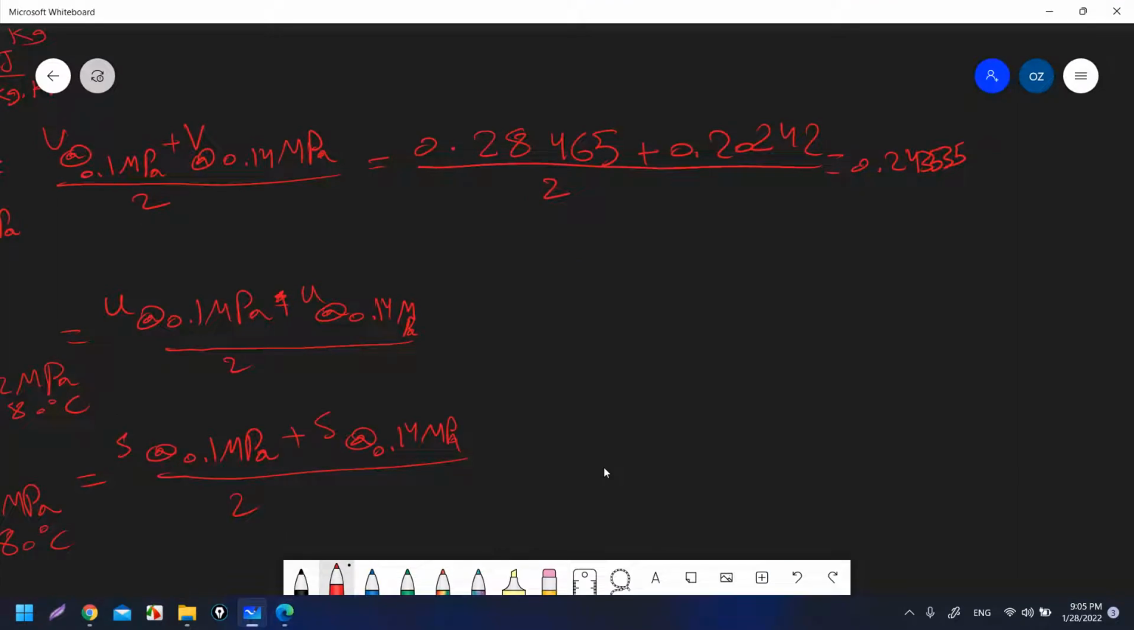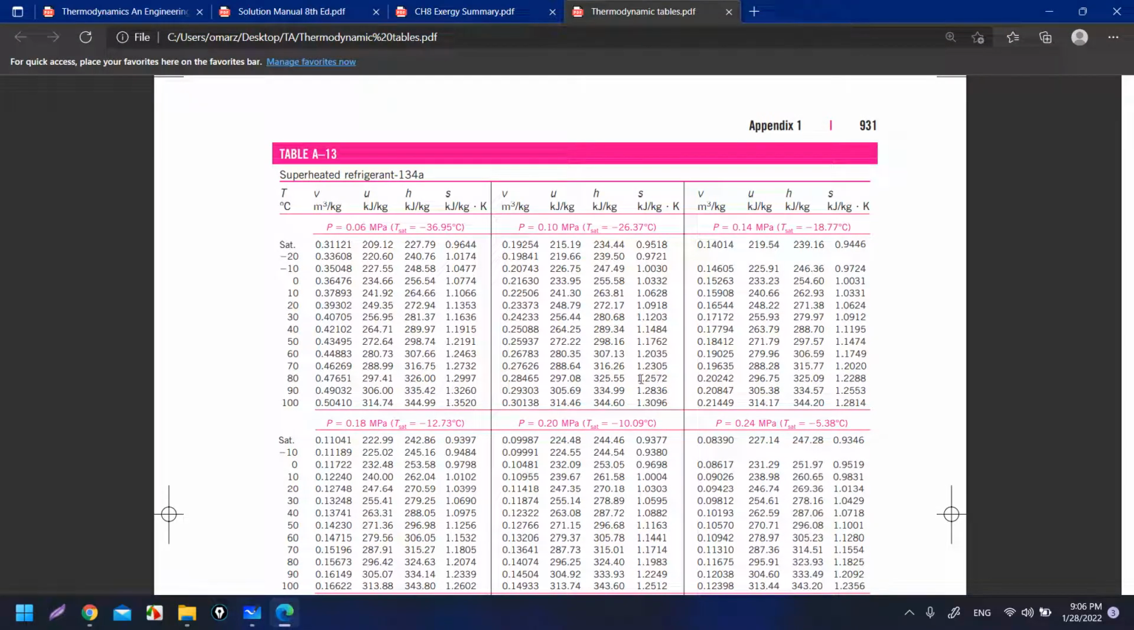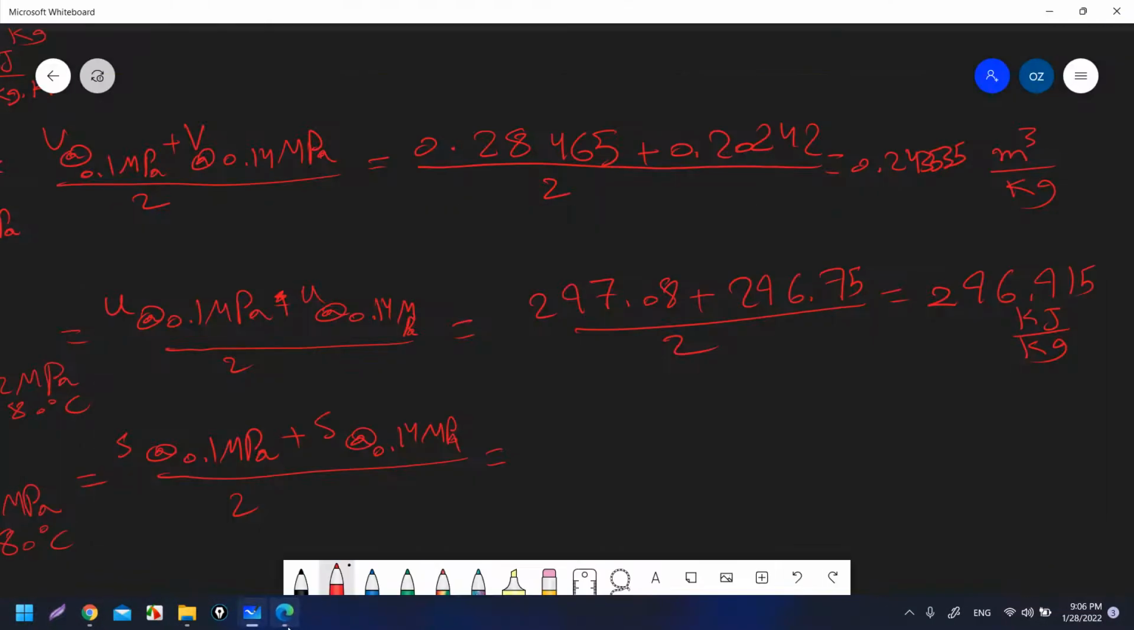Meter cubed per kilogram, and for U it is 297.08 plus 296.75 over 2, equal to 296.915 kilojoule per kilogram. And for S, you can see I will take these values 1.2572 and 1.2288 and divide by 2. 1.2572 plus 1.2288 over 2 will give me 1.243 kilojoule per kilogram Kelvin.